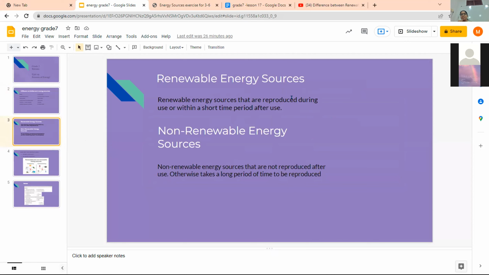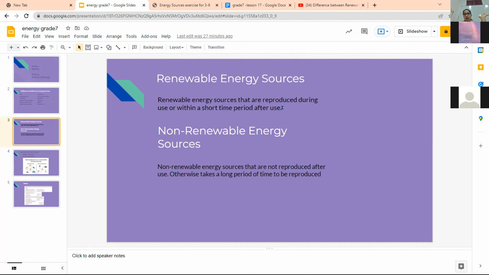When we engage in these activities, we have to use energy sources, right? If energy sources are reproduced during use, or within a short time period, then we define those energy sources as renewable energy sources, right? Can you please give me some examples of renewable energy sources? Biomass, solar power, wind power, geothermal power.